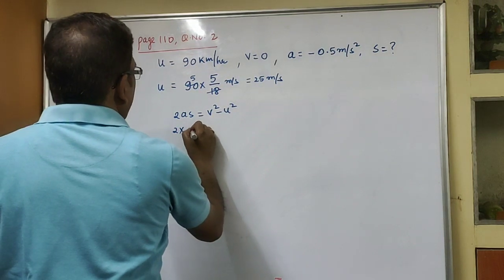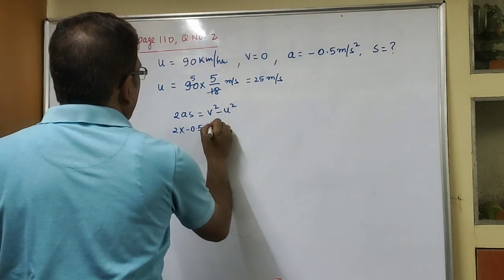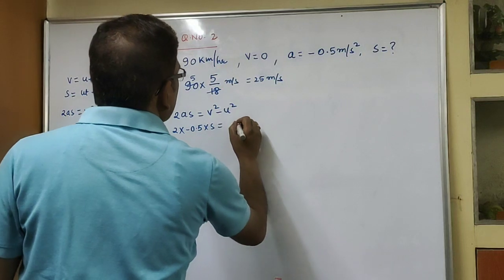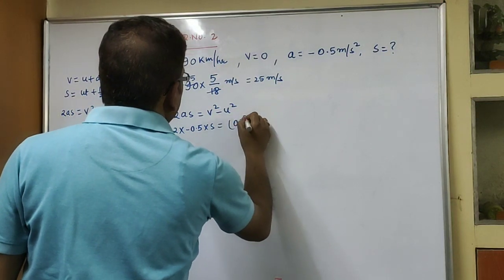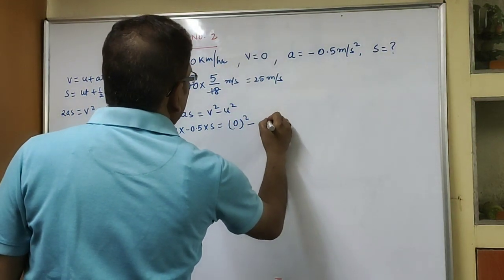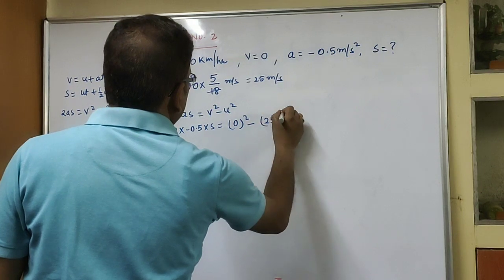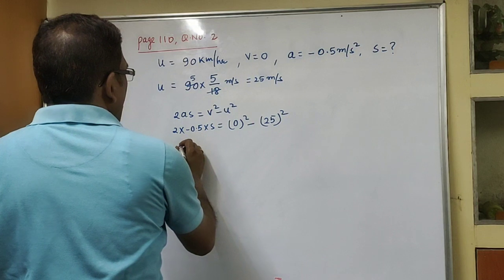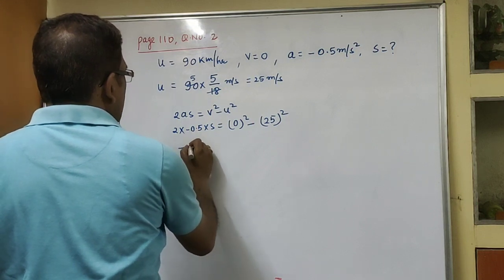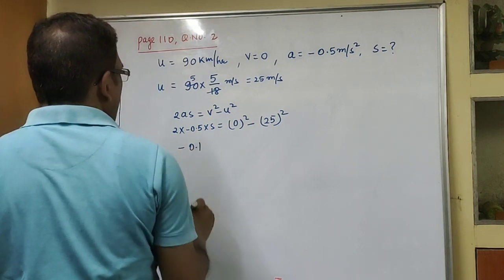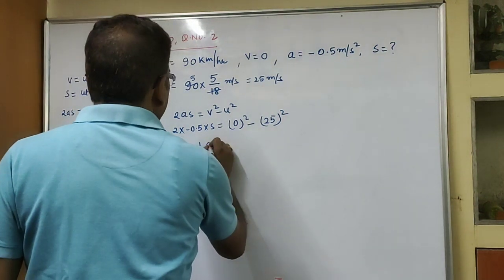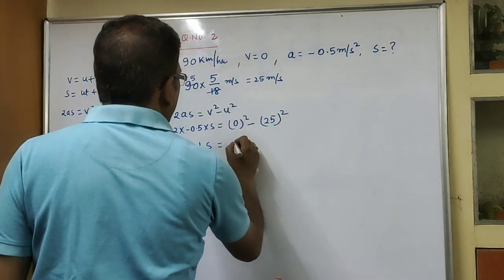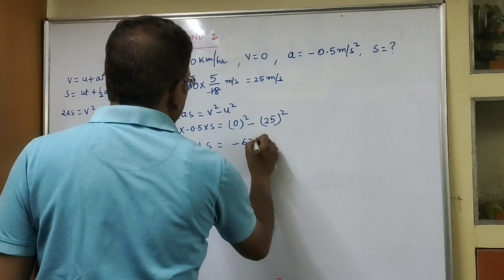2 into minus 0.5 into s is equal to v square is 0 and u square is 25 square. So it will be, how much? Minus 0.1 s, and it will be minus 625.